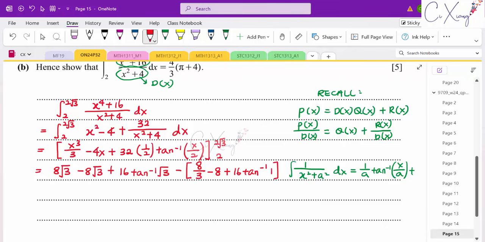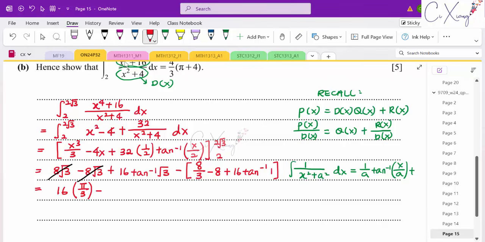Okay, then after that, let us try to simplify our answer. Okay, so 8√3 and also negative 8√3 can be cancelled off. Then what do I have here? 1 over 6 tangent inverse √3. So tangent inverse √3 is 60 degrees. So 60 degrees should be pi over 3.